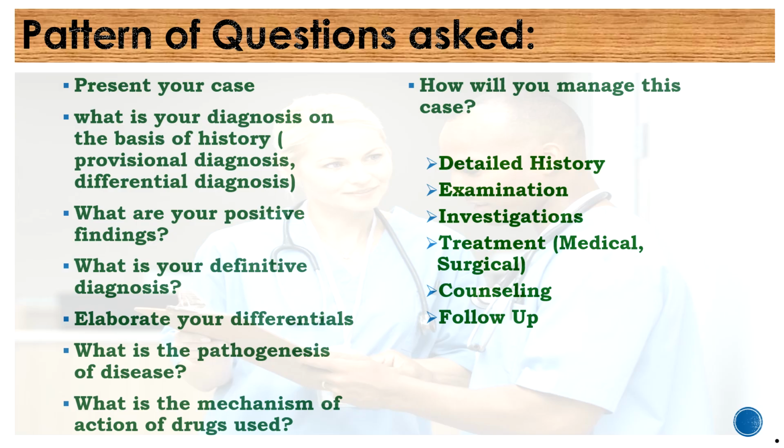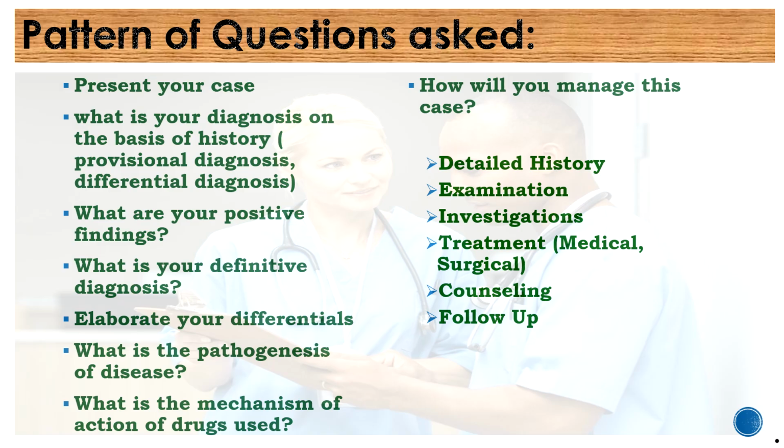When you have completed your history and examination in 30 minutes, the next 30 minutes is your viva. The examiner will ask you to present your case. Then he may ask you that on the basis of history, what is your provisional diagnosis and what are your differential diagnoses? What are your positive findings? What is your definitive diagnosis? He may ask you to elaborate your differentials.